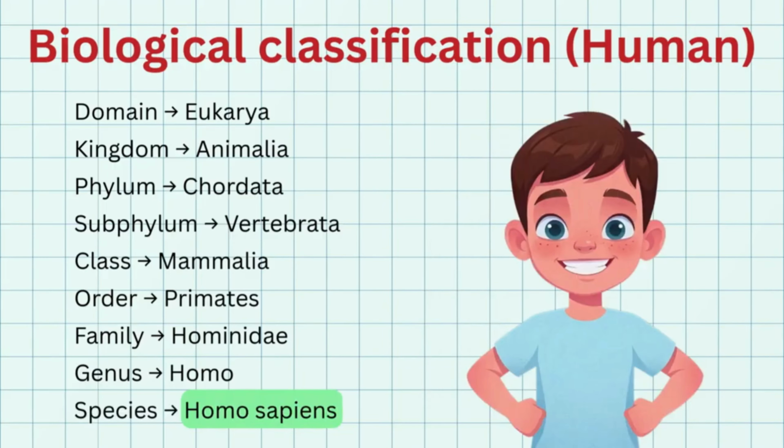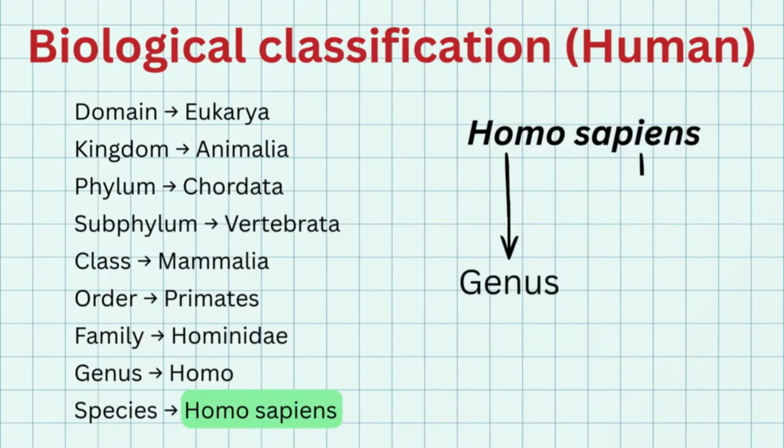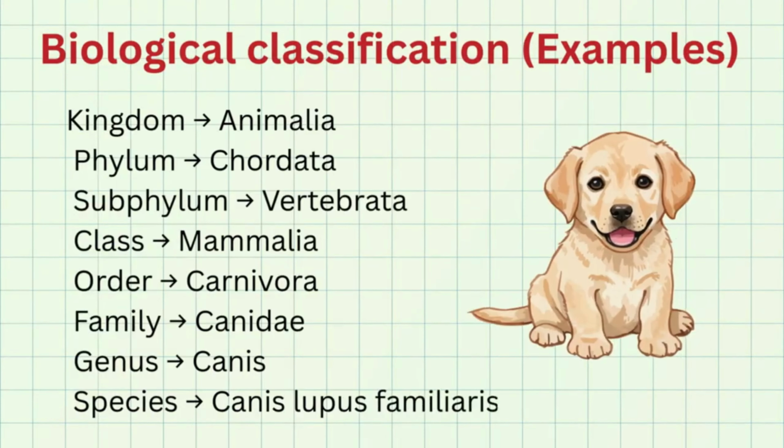This is the full scientific name of a human. The first part represents the genus and the second part represents the species. So the full scientific name of humans is Homo sapiens. Here is the biological classification of the dog. The scientific name of a dog is Canis lupus familiaris.